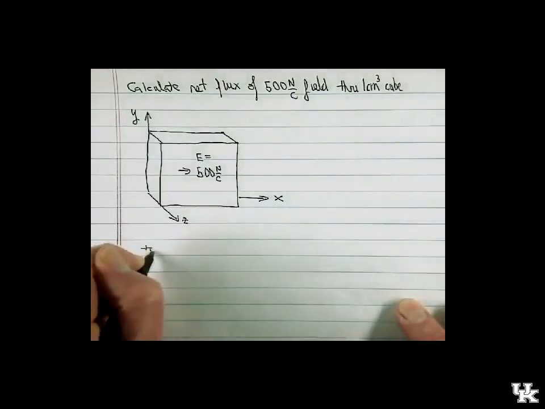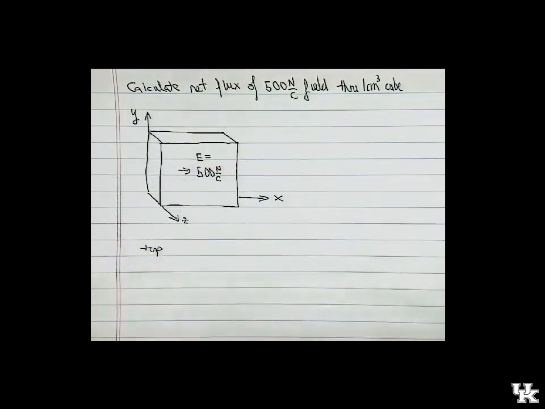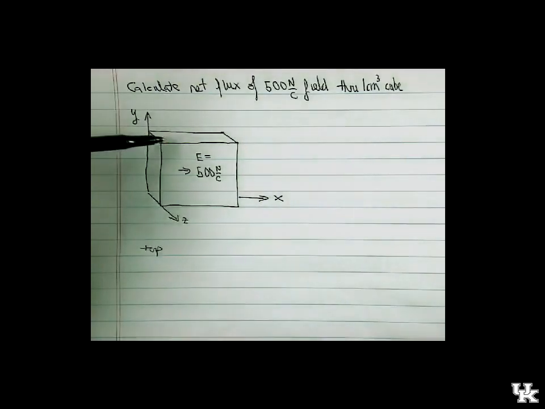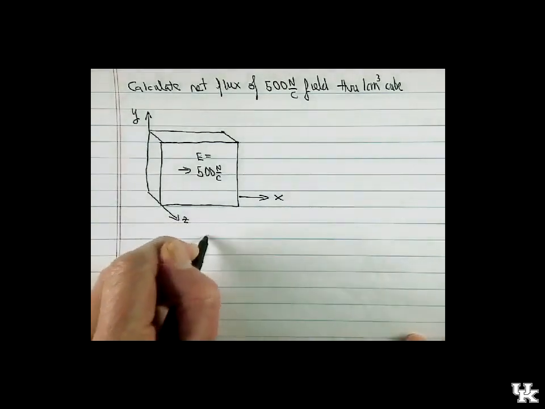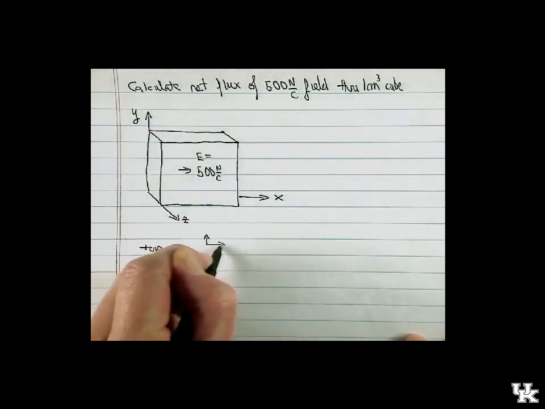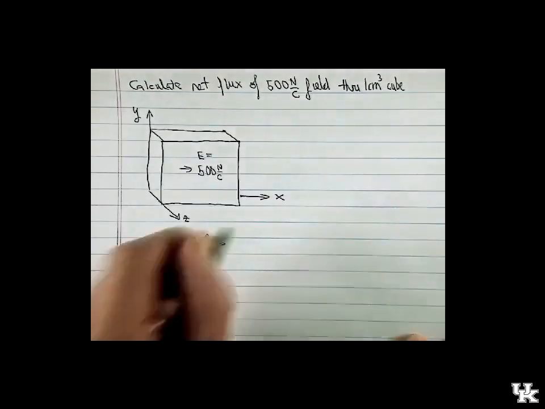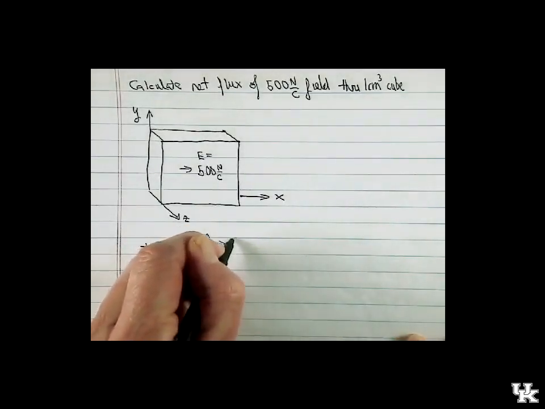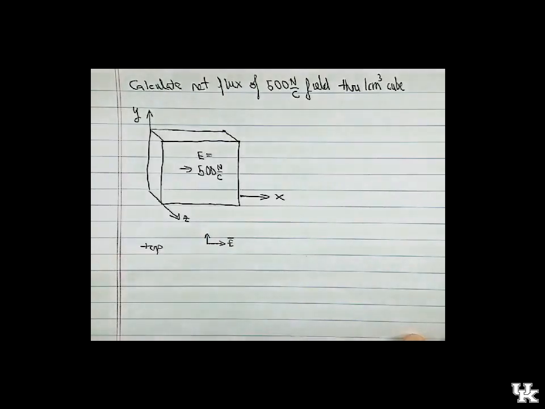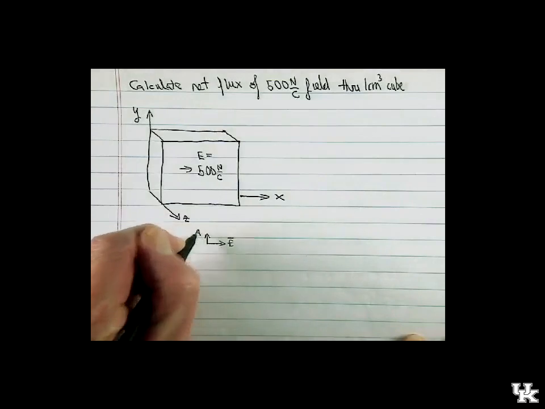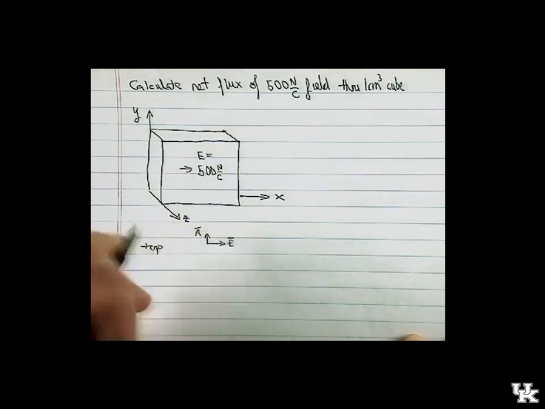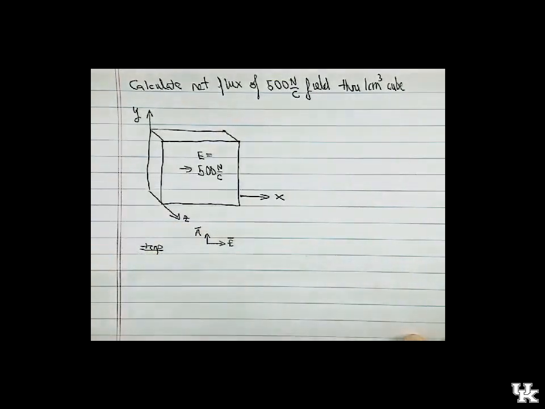Let's start by calculating the flux through the top. So here's the top face. What's the flux through that top face? Well, it might help if I sketch two vectors that are involved in the flux. There's the electric field vector, from left to right in the positive x direction. And for the top face, the vector A that represents the top face is vertically upwards.